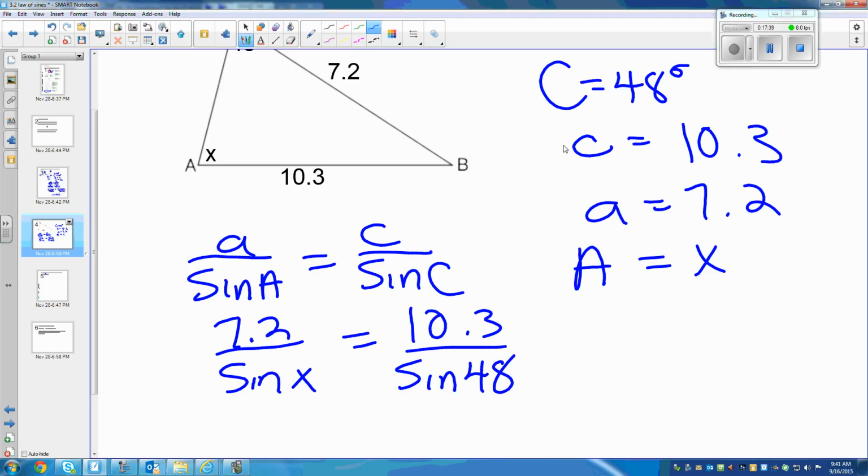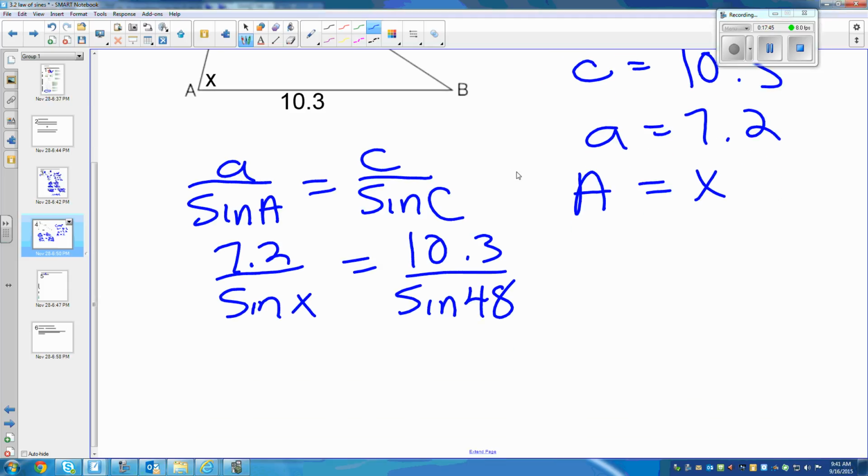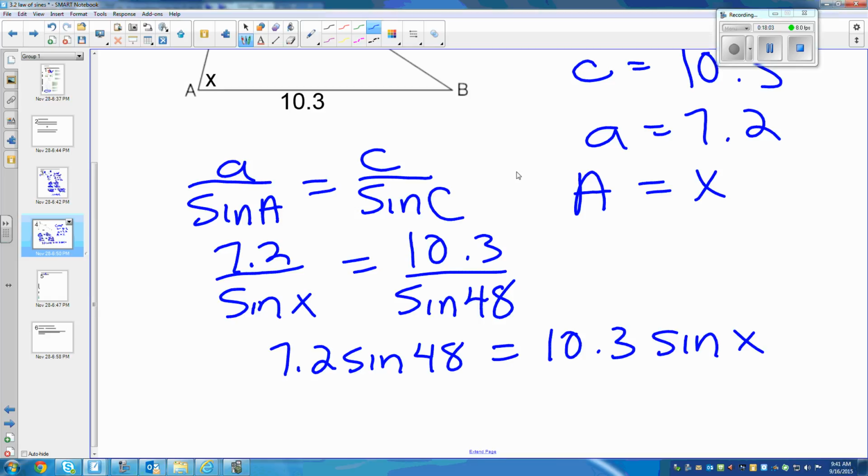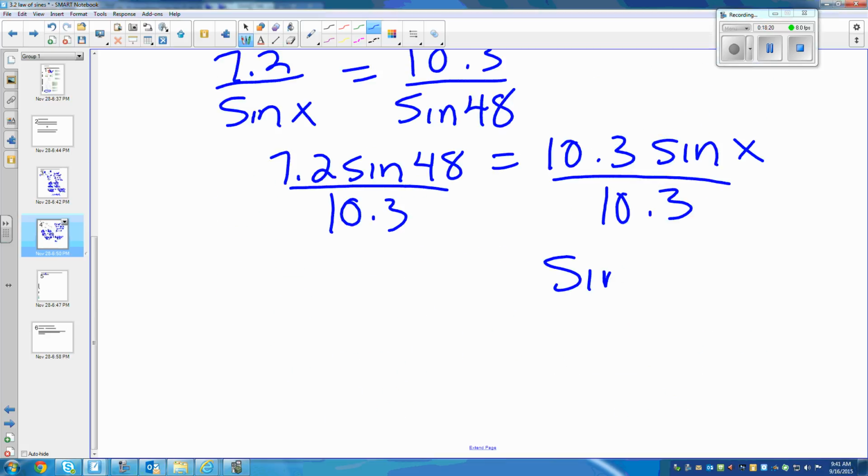Yet again, we end up with a line equals line, so we cross multiply, just like before. So we get, what do we get, Luke? We get 7.2 times sine of 48, and that's equal to 10.3 times sine x. Okay. We want to get x alone, right? So the way to get x alone is we get sine x alone first. So what's the next step here? Good. We're going to divide by 10.3. So I'm going to end up with something equal to sine x.